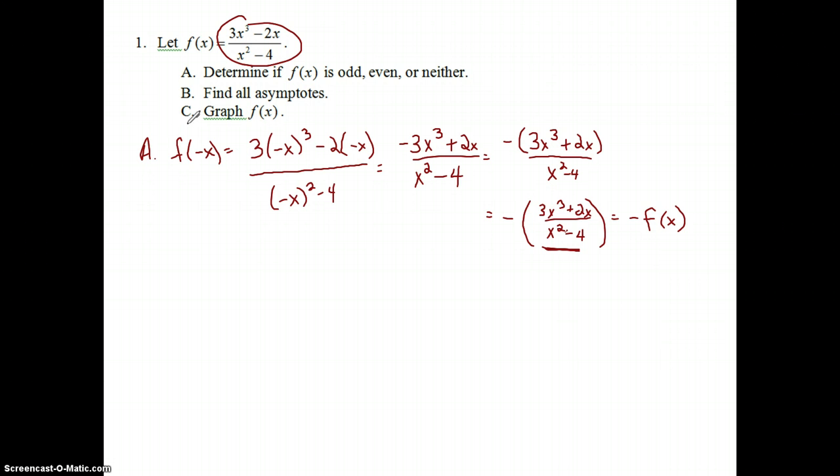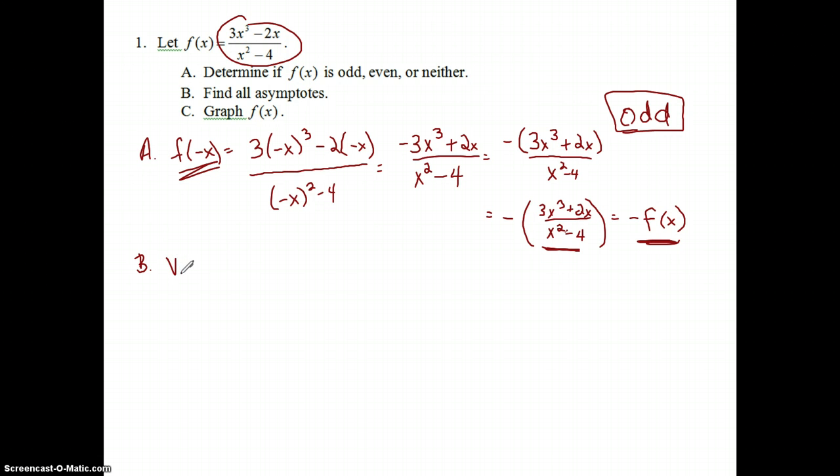So if f of negative x is equal to negative f of x, then this function is odd. If f of negative x had equaled f of x, if we didn't have this negative and it was the exact same thing, then it would have been even. Otherwise, it's neither. Alright, so let's find the asymptotes.